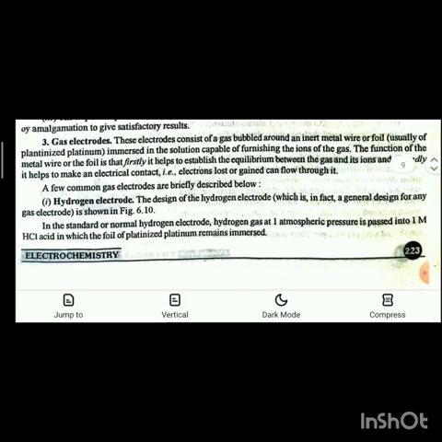Number 3. Gas electrode. These electrodes consist of a gas bubbled around an inert metal wire or foil, usually of platinized platinum, immersed in a solution capable of furnishing the ion of the gas. The function of the metal wire or foil is that, firstly, it helps to establish the equilibrium between the gas and its ions, and secondly, it helps to make an electrical contact, that is, electrons lost or gained can flow through it. A few common gas electrodes are briefly described below.